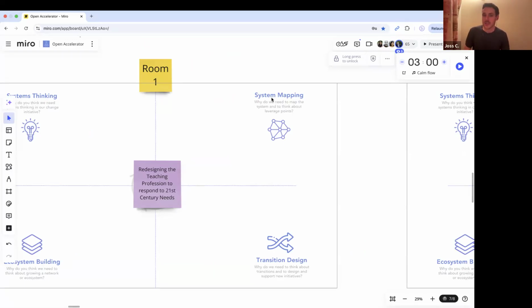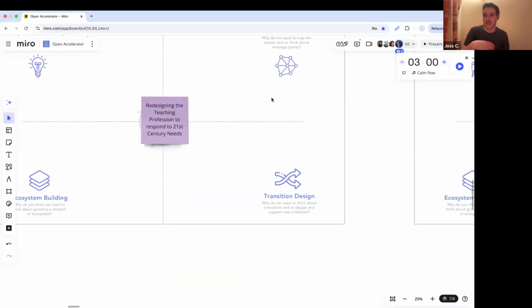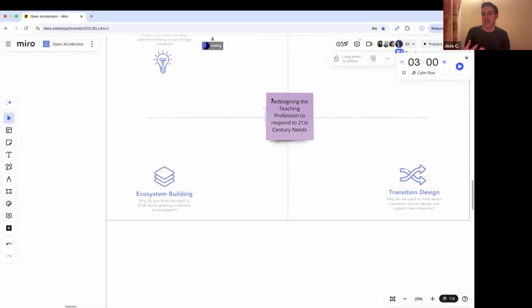Why do we need to think about these intervention points? Transition design: why do we need to think about transitions and to design and support new initiatives in the system? Why do we think ecosystem building is important? And why do we need to grow new networks and new ecosystems for people to collaborate around this challenge? What happens if we don't?